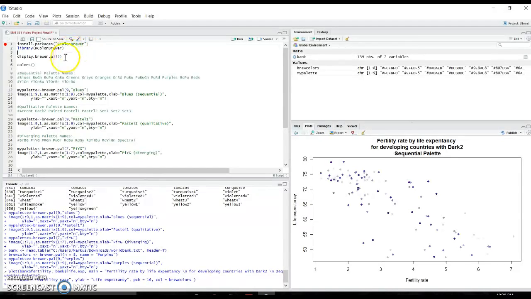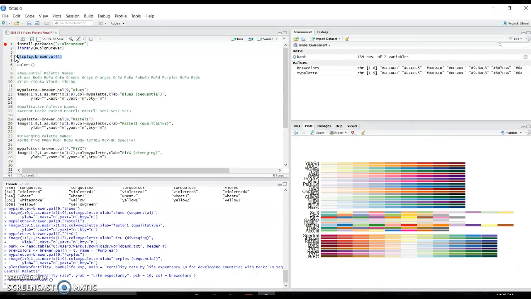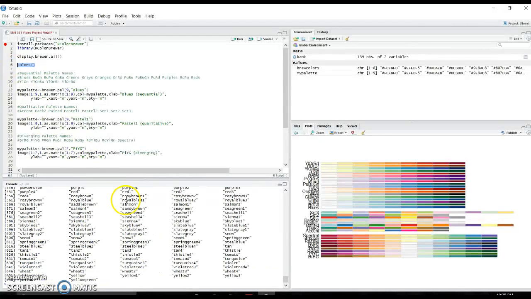The display.brewer.all command allows you to see all the colors available from RColorBrewer. If you want to take a look at the names of all the colors in list form, you can use the colors command, which shows all the names of the many colors that you have at your disposal. Depending on what data you're working with, you might want one palette over another for your graph.